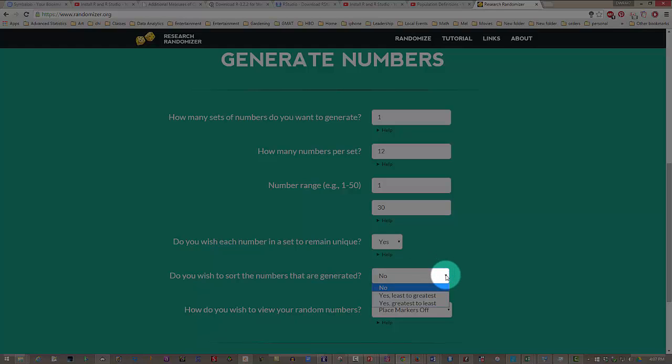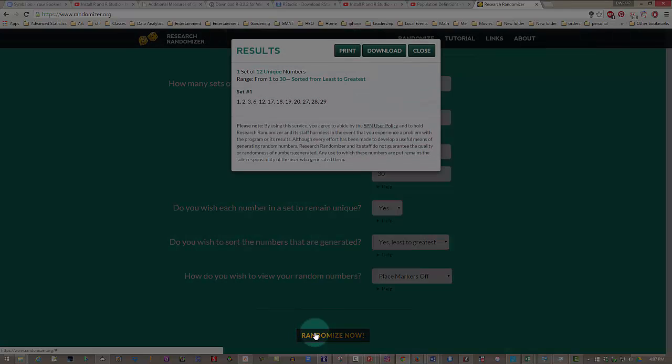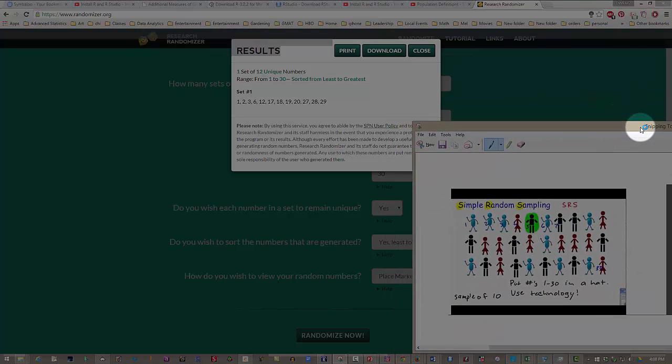I'm going to, and in a class this small, that wouldn't make that much difference, but if this were getting 100 people out of 100,000, you'd certainly want to have them in order. And then I'm just going to randomize, and you can see here now I have a set of random numbers. So in this group of 30, I would take the first person, the second, the 6th, the 12th, and so on. Those are the people that would be in my sample.